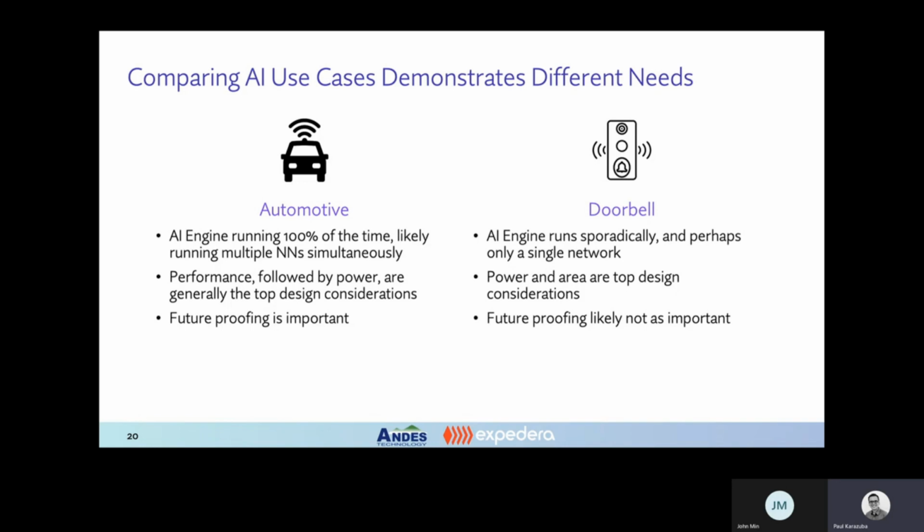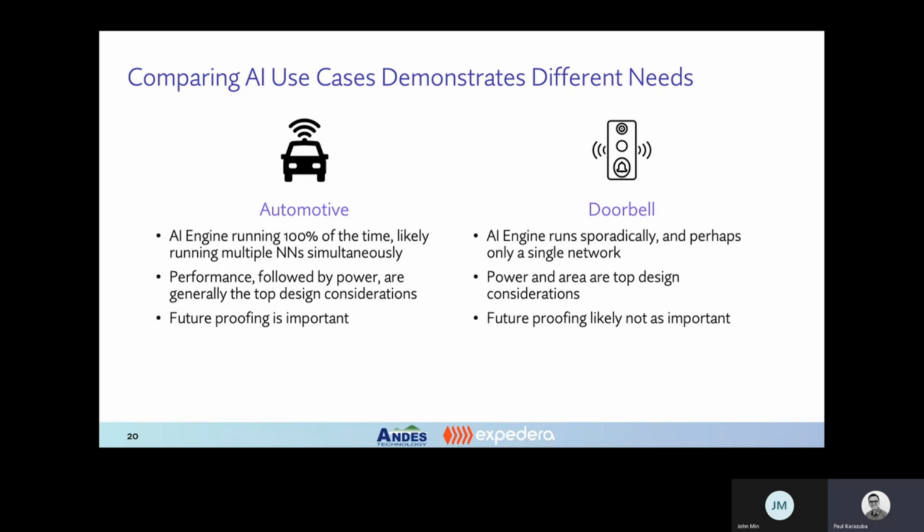But let's switch to doorbells. The AI engine likely is only going to run sporadically. It may only run when motion is detected. It may only run when the doorbell is actually pressed. And it might only be running a single neural network. But in this application, power and area are going to be your top design considerations. There's likely plenty of performance in a typical NPU to do what a doorbell maker would need to do.